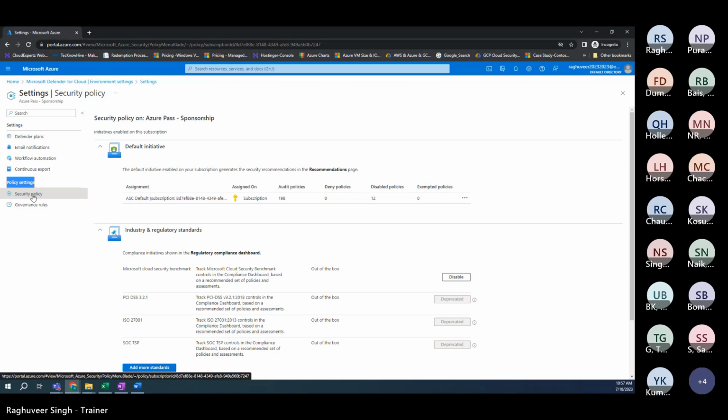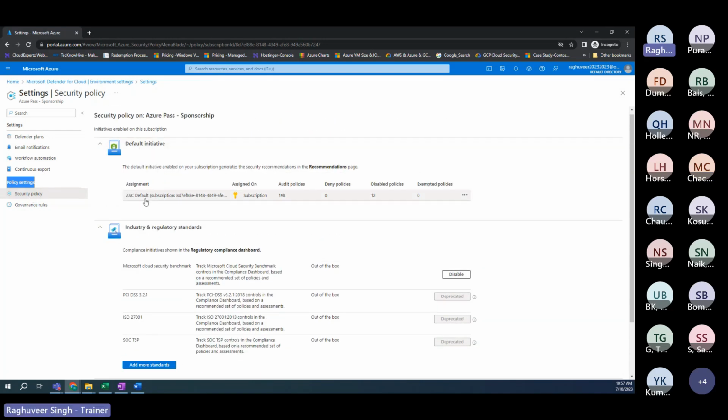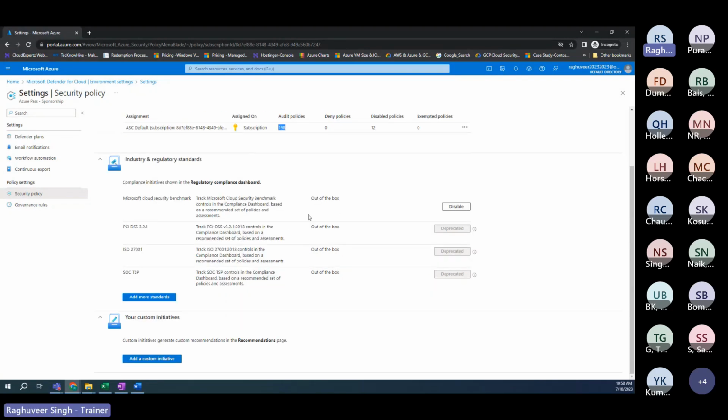Yes. You will need to click on security policies, and then it will show you the default initiative, which is ASC default. This is the default that it has enabled, in which it has 198 controls. And this is Microsoft Cloud Security Benchmark, which is the default best practices. You can see Microsoft Cloud Security Benchmark, which is default enabled. Out of the box, it is enabled.